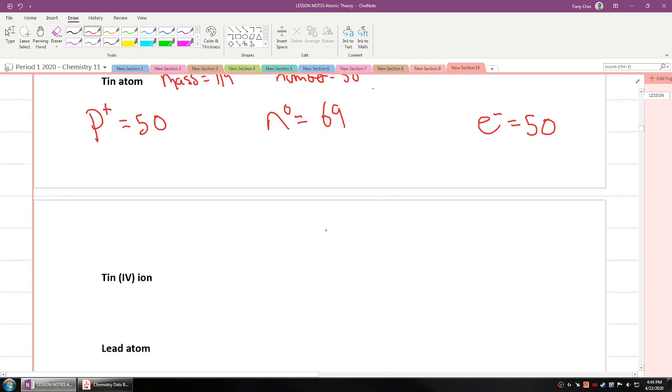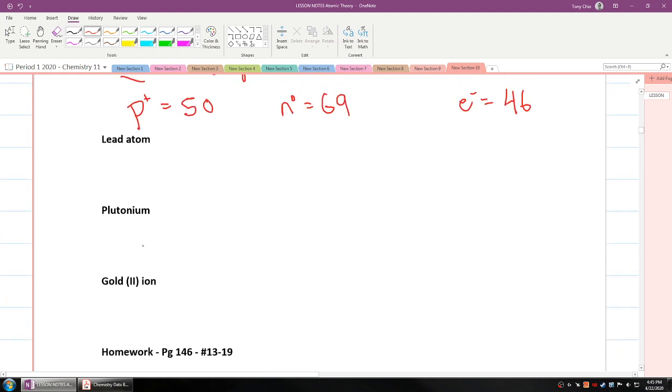Let's look at the tin 4 ion. What this means is that it has a +4 charge. So we're going to write P plus, N0, E minus. Protons don't change, neutrons don't change. What changes is electrons. Because it's a +4 charge, it lost 4 electrons. So in this case, it has 46 electrons.